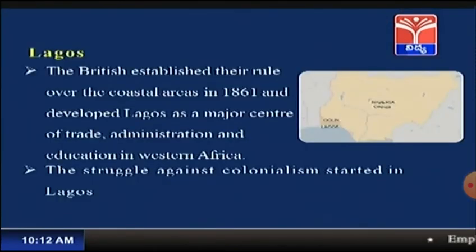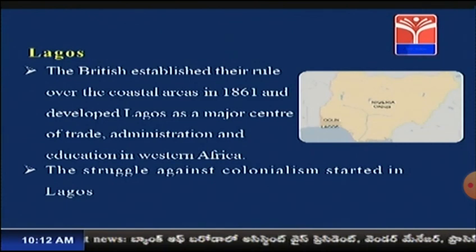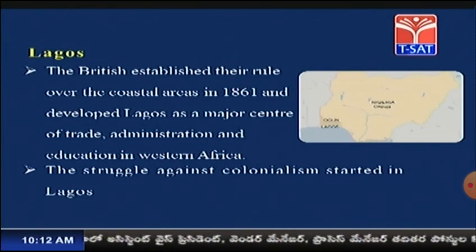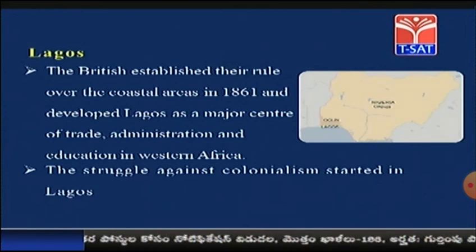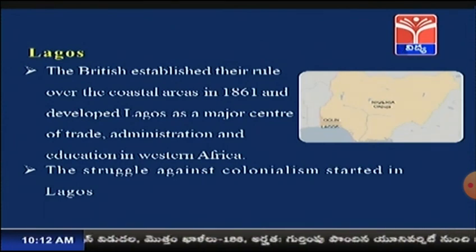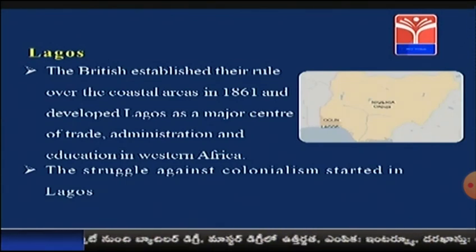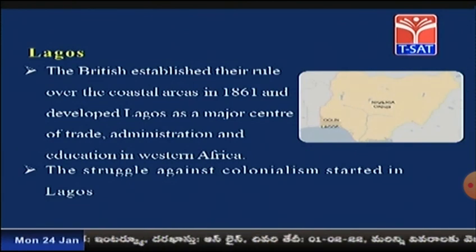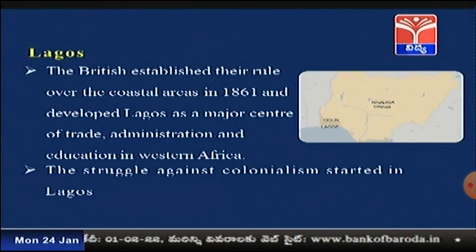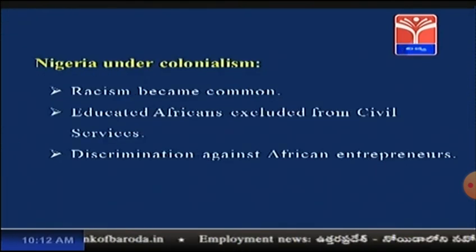So even in Nigeria, the British Empire established their rule in the coastal area. In the slide you can see the place of Lagos near the coastal area. So this place became the major center of trade, administration and education in Western Africa. Trade means business, for the purpose of business. And the struggle against colonialism started in Lagos, Nigeria.